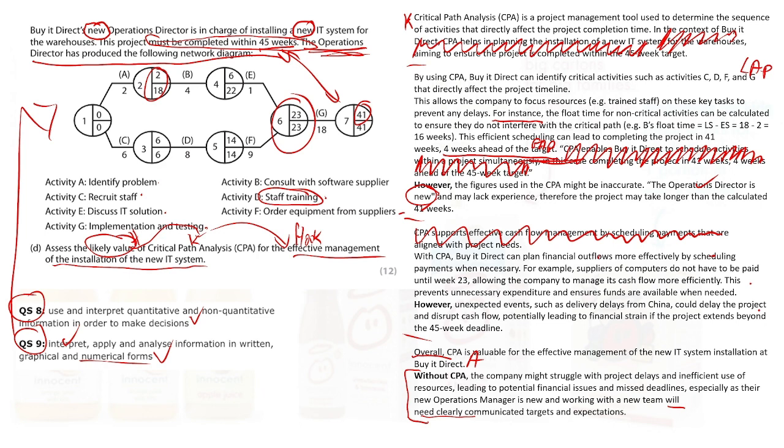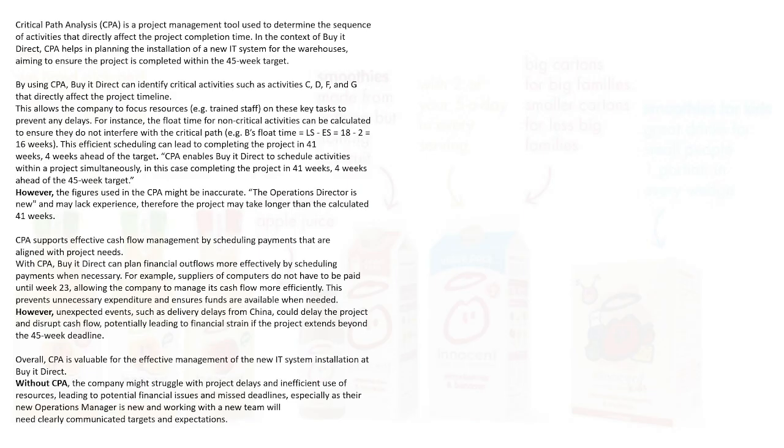Doesn't say they've started it. Okay, so actually that statement of will need clearly communicated targets and expectations is slightly future orientated. Now, as we know, we're not aiming for perfection, we are aiming for level 4. So we need to think about, is this level 4?